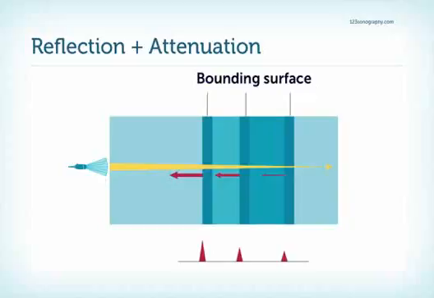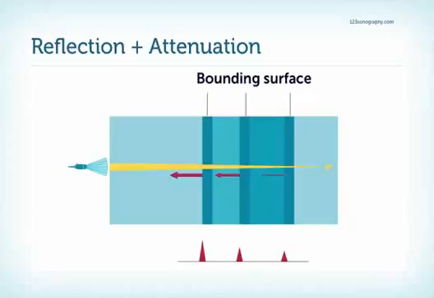And by calculating the time it takes for the ultrasound wave to again return to the transducer, and if we know exactly how fast the ultrasound wave travels within the tissue, we can calculate where the point of reflection had occurred, and we can generate an image.